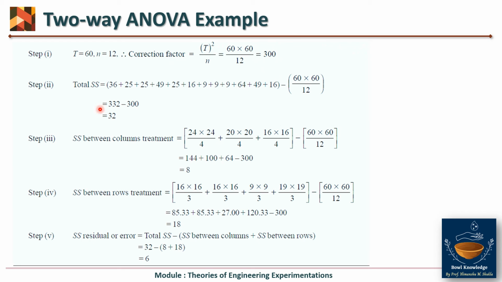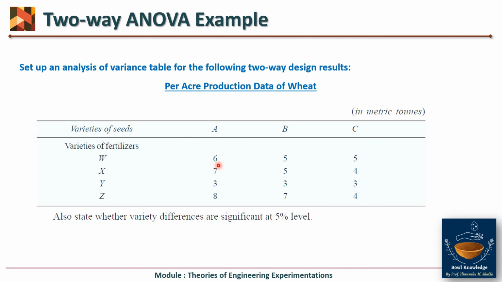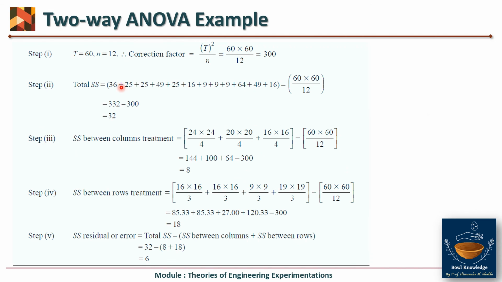Again, what is total SS? अब जैसे यहाँ पे हमने हर रीडिंग का प्लस लिया था T में, यहाँ हर रीडिंग के स्क्वायर का प्लस लेना है. You can see it very clearly. 36 plus 25 plus 25, it means 6 squared plus 5 squared plus 5 squared, then 7 squared plus 5 squared plus 4 squared. In this pattern you have to take the sum of all squares and minus correction factor. Correction factor is 300 every time, so it becomes 332 minus 300, 32.